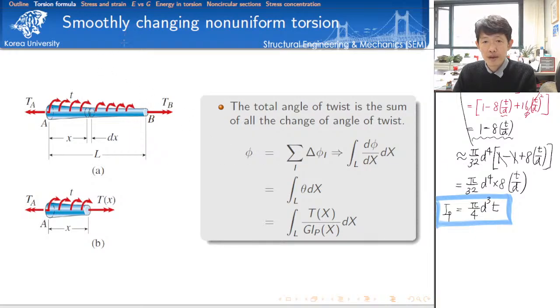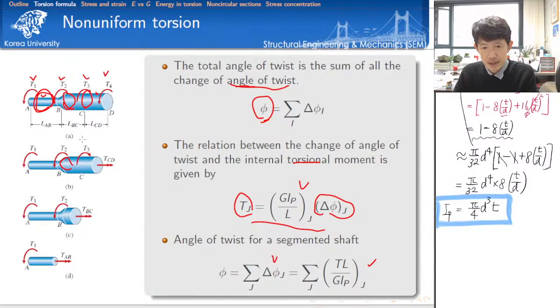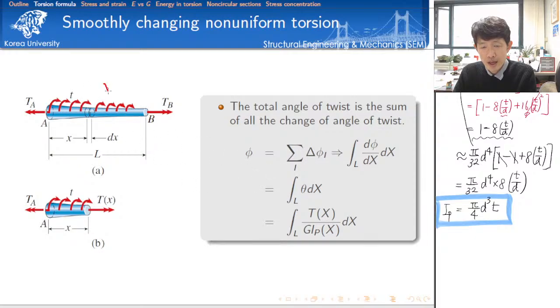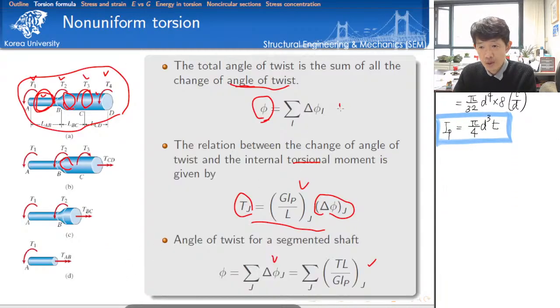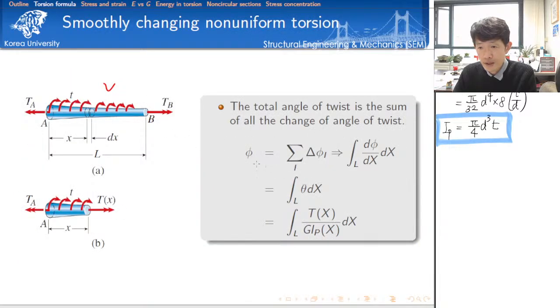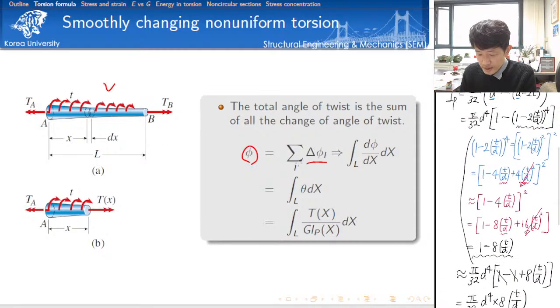Now how about if the torsional moment is continuously distributed by a function? Even in this case, it is the same. This is just an extension. In the previous case, we have discrete external torsional moments. Now instead of that, we have smoothly distributed torsional moments. So let's talk about how we generalize this equation for this case. As I told you, the total angle of twist is the sum of the contributions of small angles of twist.